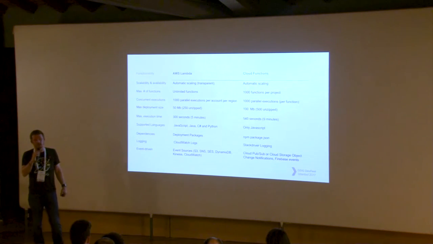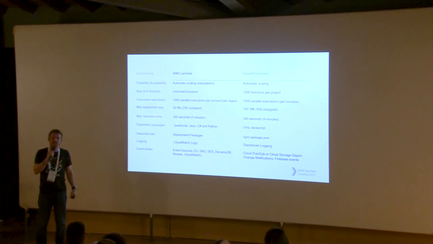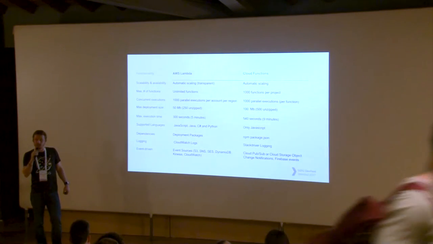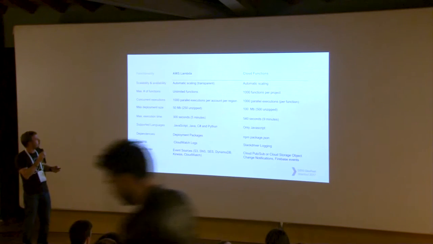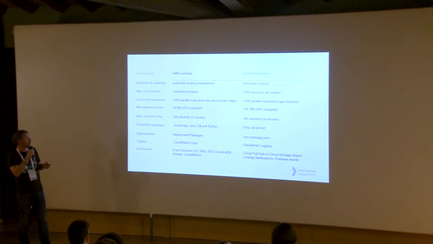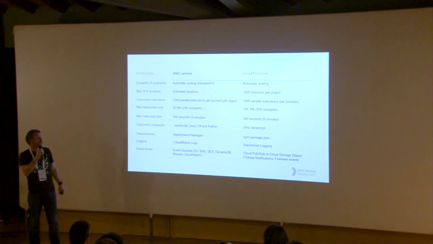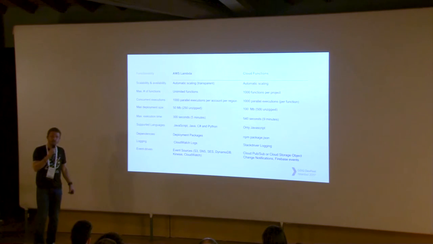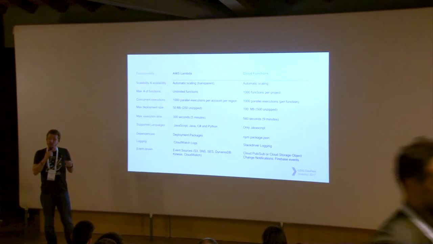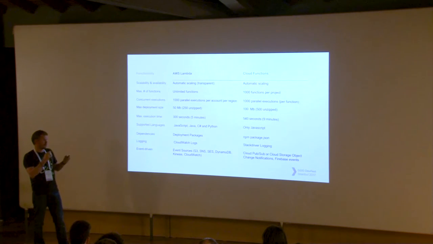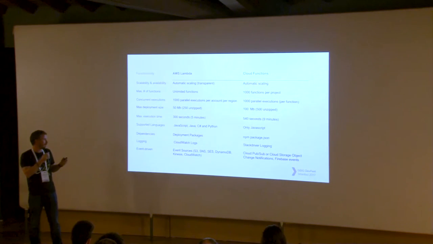But as I heard at the Dev Summit, soon we can have the possibility to use Java and Kotlin. Dependencies in Lambda: you have to deploy packages manually. In Cloud Functions, you can use package.json where you can write all dependencies and all packages will be deployed automatically. Logging is okay in both services, and billing is working okay in both services too.